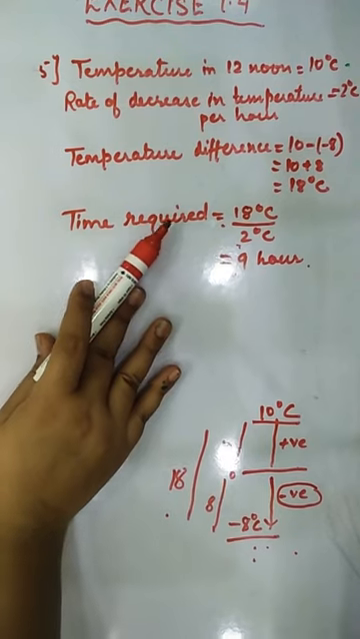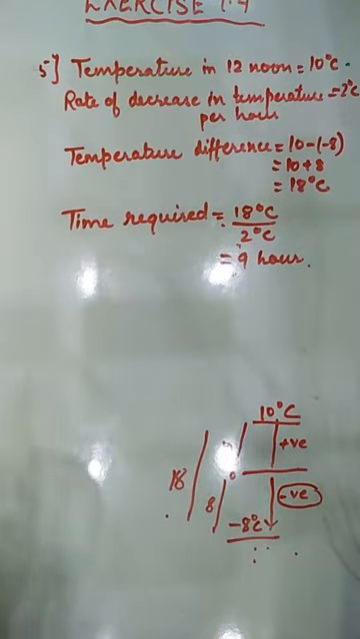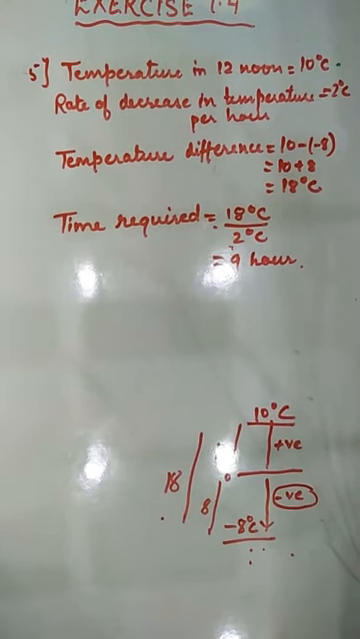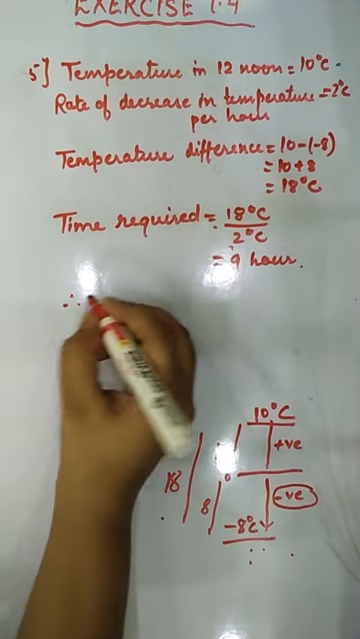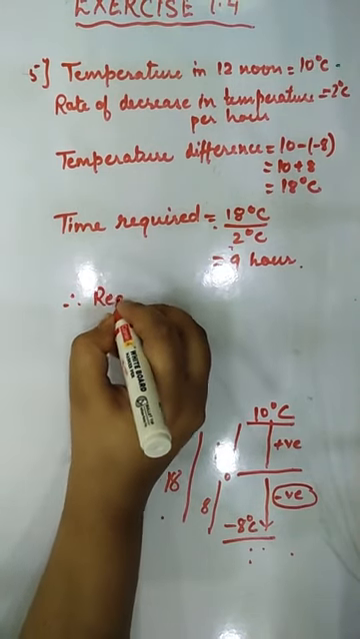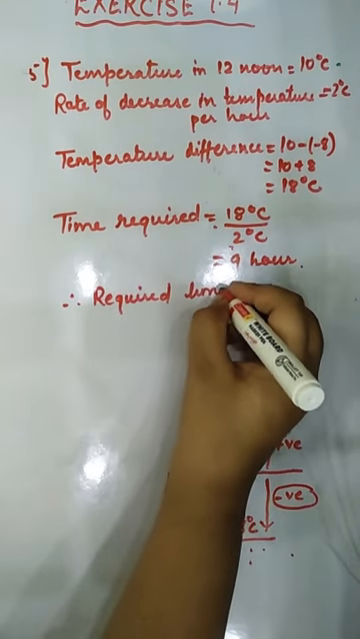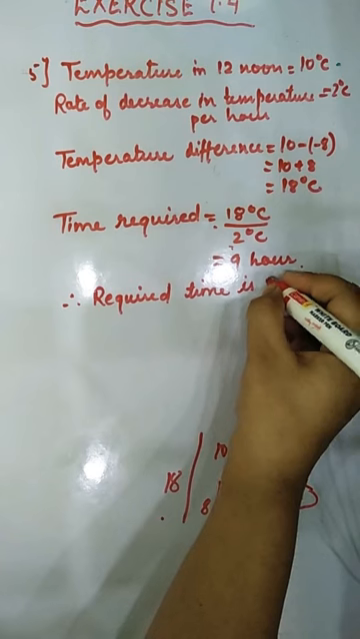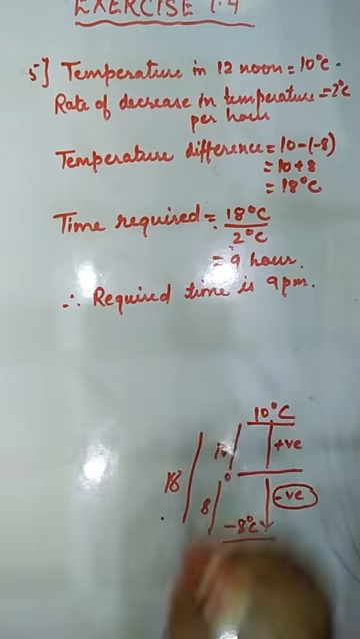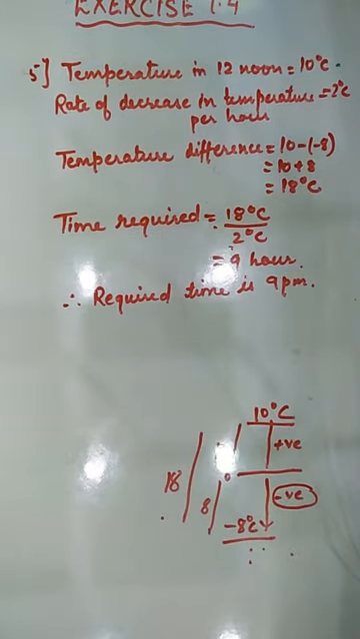You need 9 hours. So now the time is 12 noon. So if the time is 12 noon, after 9 hours you calculate what will be the time. Therefore, the required time is 9 p.m. 9 p.m. because you need 9 hours. So to 12 noon, you will add 9 hours, you will reach 9 p.m.